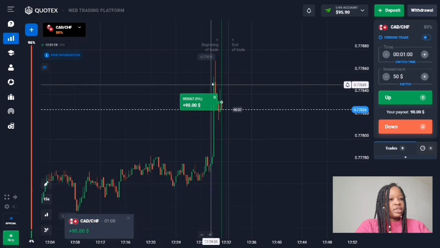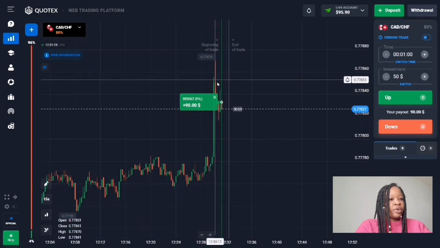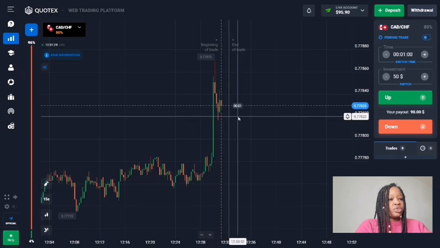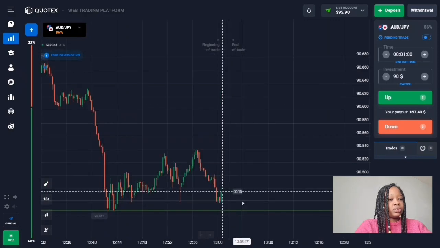Analyzing this, the pullback down occurred and I've got the profit from this transaction. So this time was really chosen correctly. So let me go on.